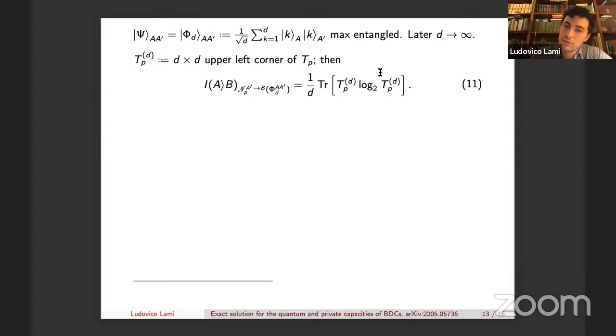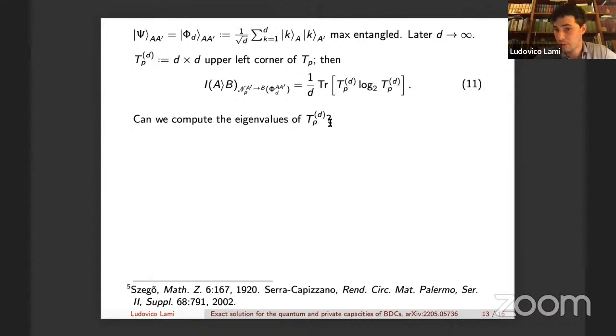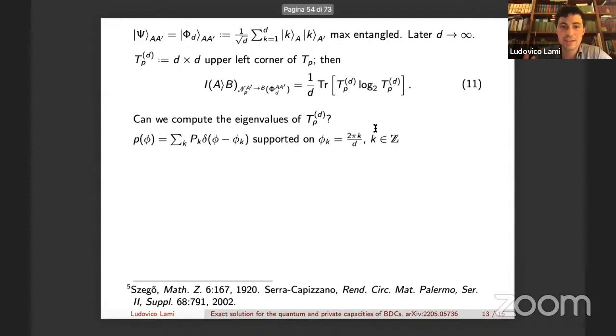Okay, so if you want to go further and compute this trace, you could ask yourself, can I compute the eigenvalues of these operators, in particular of the operator TPD? Well, it's a matrix. In principle, of course, you can compute the eigenvalues numerically, but do we have analytic expressions when D is large? Well, in certain cases, yes. And it's very instructive to look at this case.